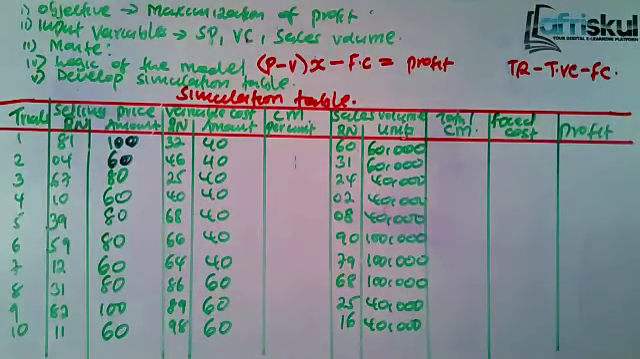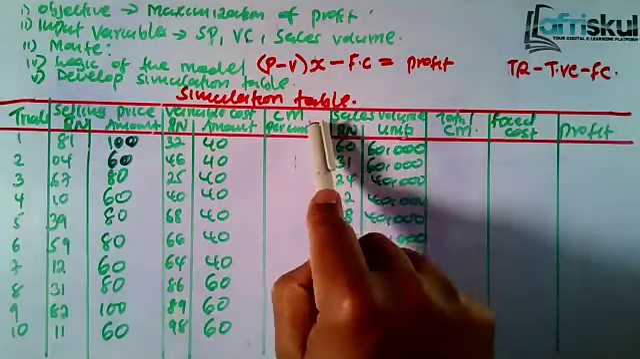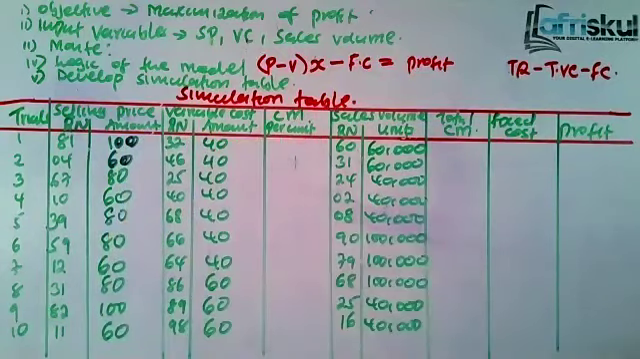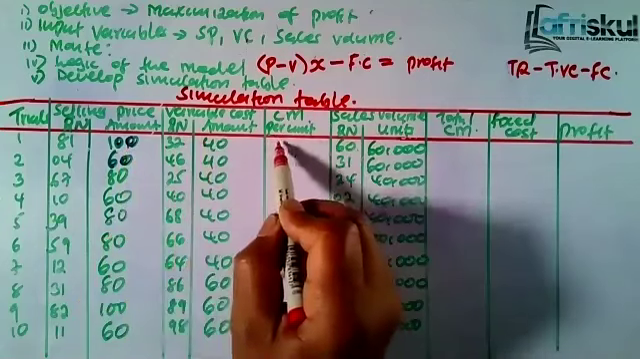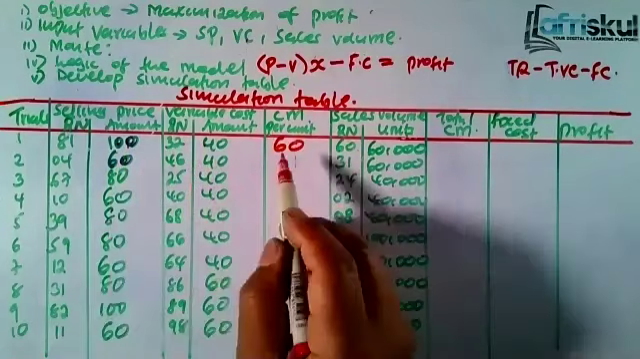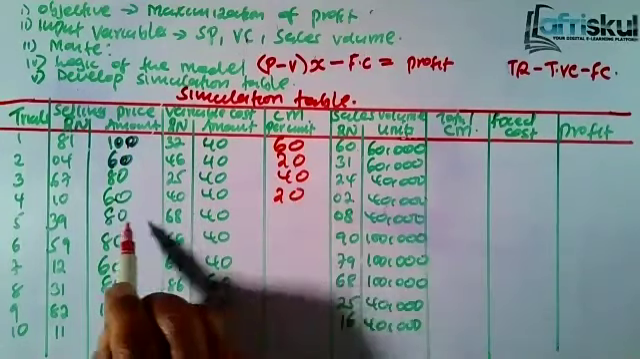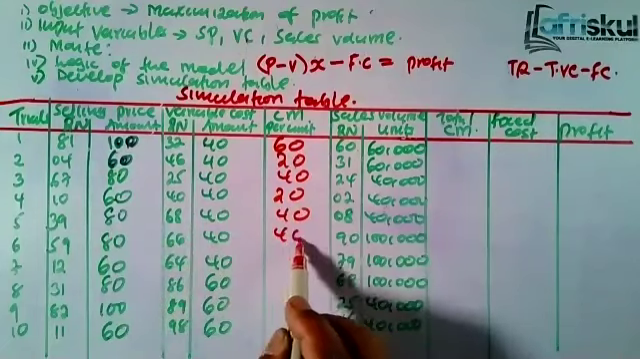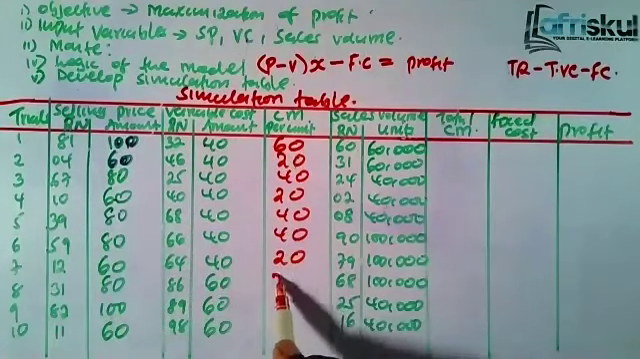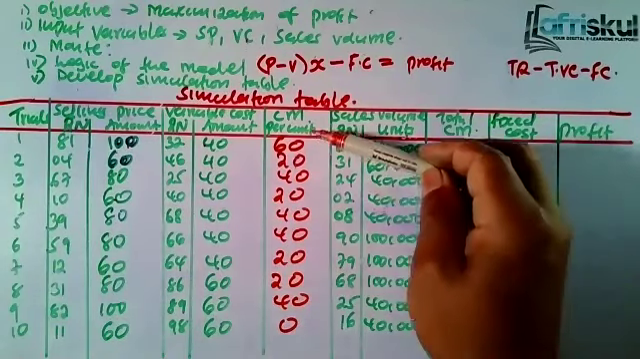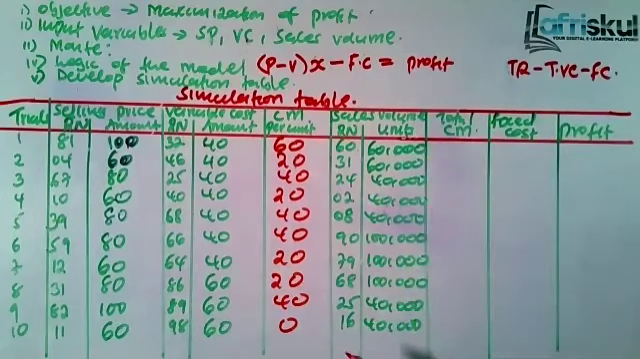Now after you're through with that, let's fill in the relevant figures. What remains is the contribution margin per unit. How do we get contribution margin? It's just the selling price minus the variable cost. So there you take 100 minus 40, 60. 60 minus 40, 20. 80 minus 40, 40. 20, 40, 40, 20, 20, 40, and 0. Those are the contribution margin per each unit you sell.